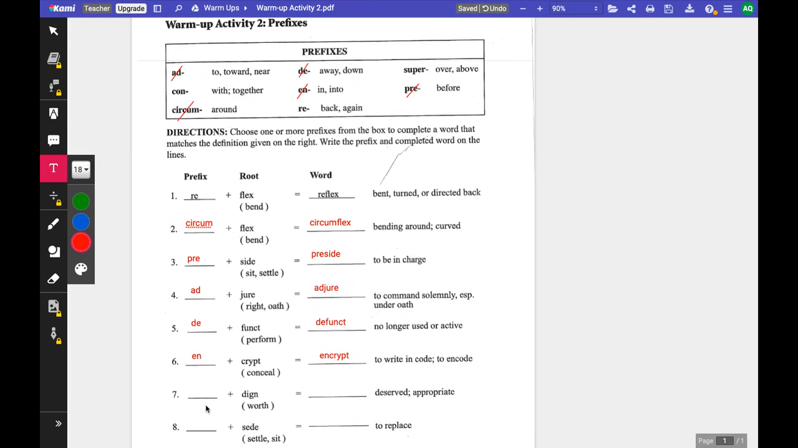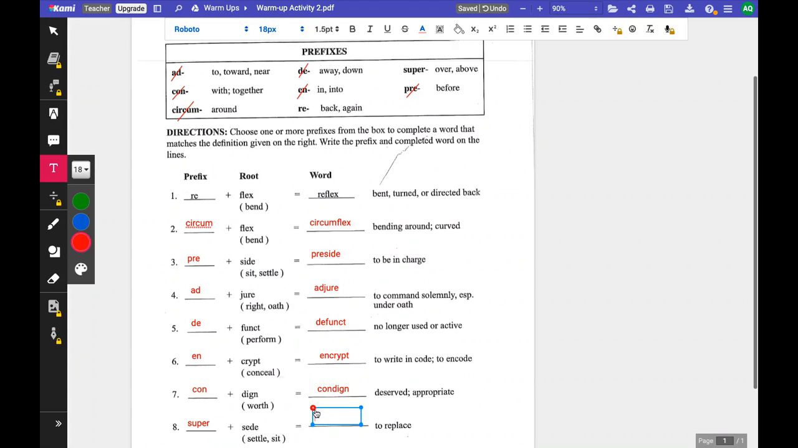Which prefix do you think it is? We are going to use the prefix con, which means with or together. Condign is something that is deserved or appropriate. Condign. And finally, this should be pretty easy. A prefix plus seed creates a word that means to replace. Which prefix are we left with? We're going to make the word supersede.